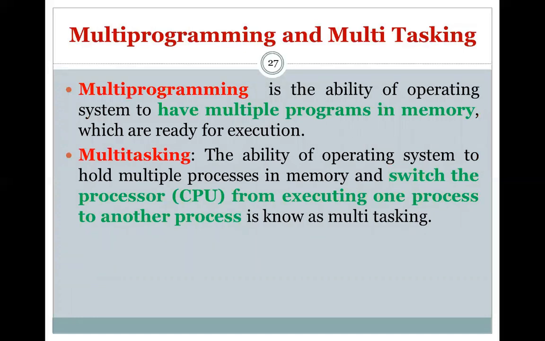Multiprogramming and multitasking. Multiprogramming is the ability of the operating system to have multiple programs in memory which are ready for execution. Multitasking is the ability of the operating system to hold multiple processes in memory and switch the processor from executing one process to another process. As an example, while opening a Word file, you can simultaneously open a PDF file. While modifying the Word file, you can hear a YouTube video. These are multitasking.